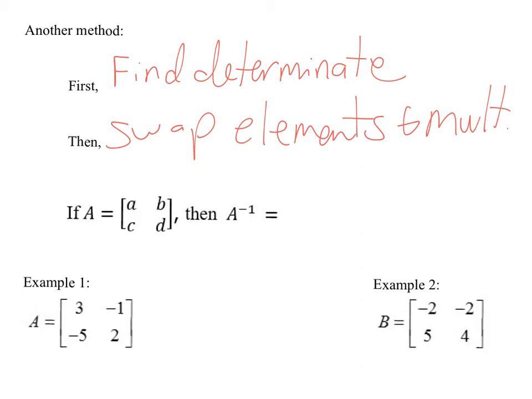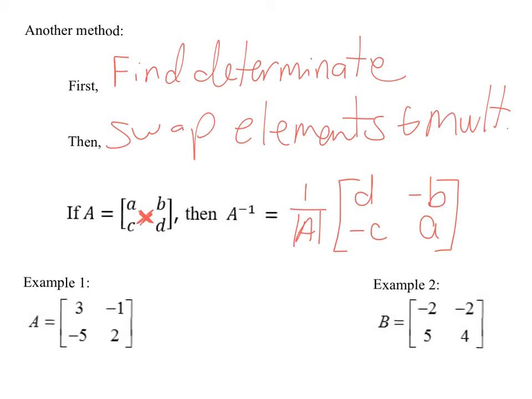So the inverse is going to be 1 over the determinant of A, okay? And then you're going to multiply it by a weird reversal of the matrix. So you're going to swap A and D. So D will go here and A will go here. And then for B and C, they're going to stay in the same place, but they're going to change signs. So if they're negative, they become positive, positive, they become negative. Okay? So let's try one of these in action.